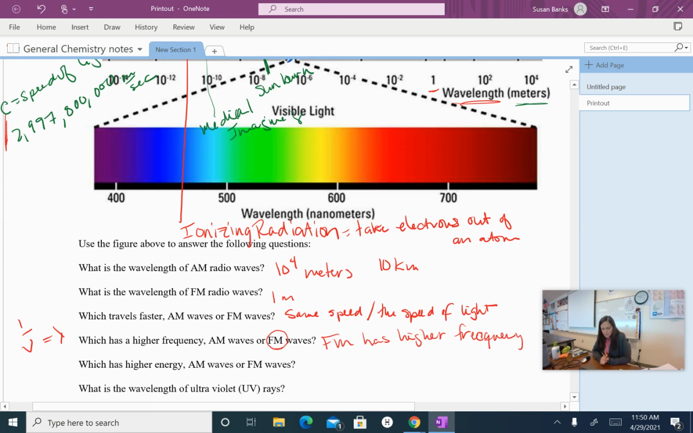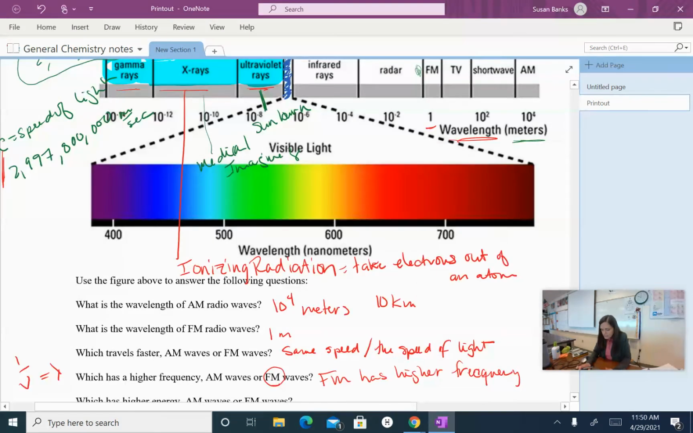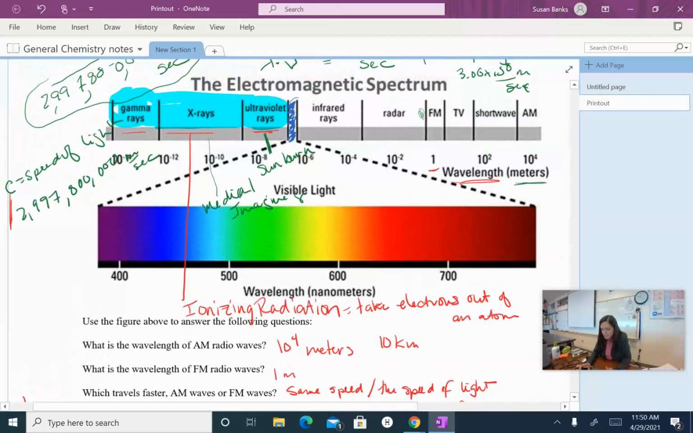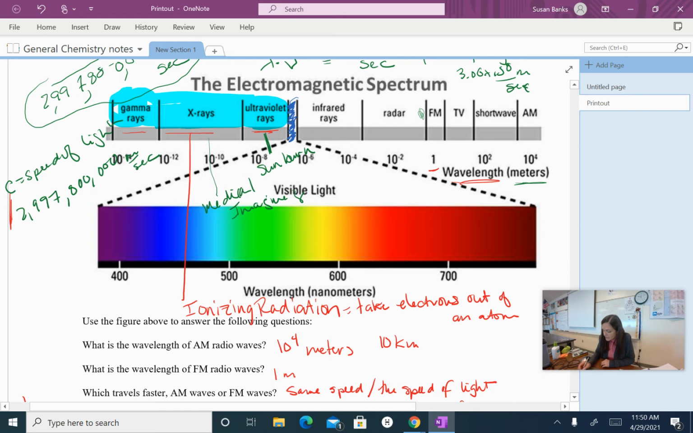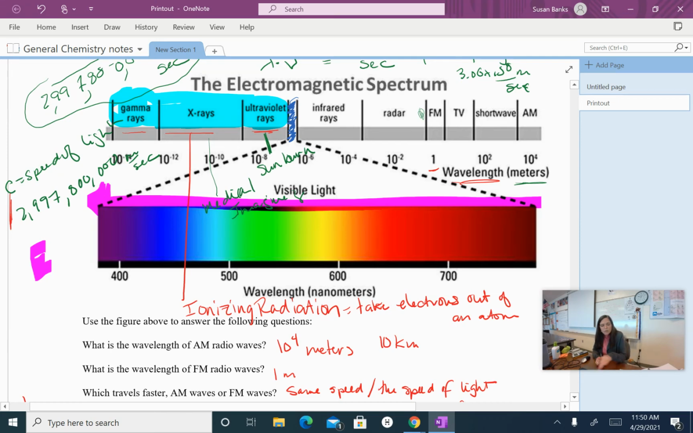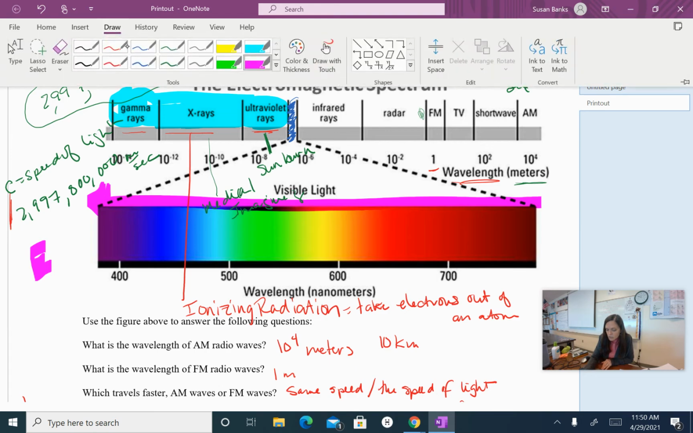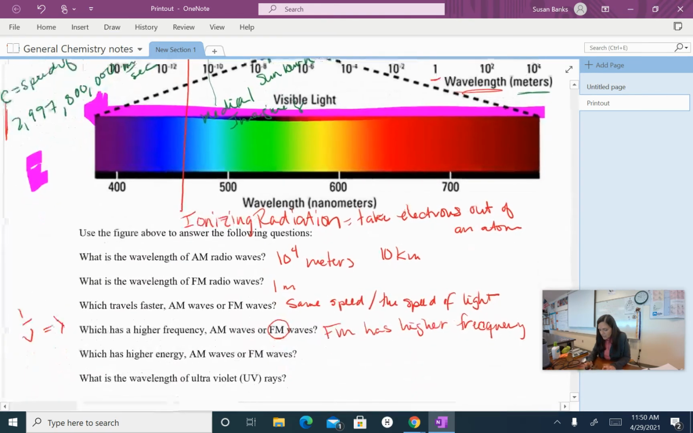Which one has higher energy? Now, I don't know if I said this, energy goes up as we go across the electromagnetic spectrum. So if we go across the spectrum and start here and go up, energy is the biggest as we go from right to left. So which one's going to have more energy? FM. FM is farther along to the left. So the FM is going to have more energy than AM waves.